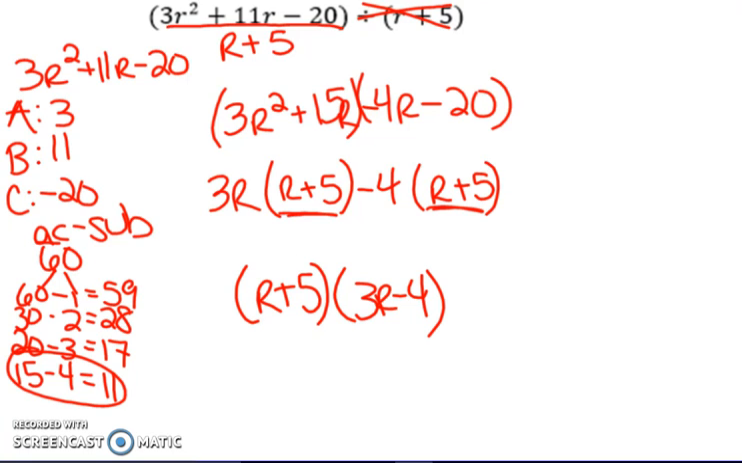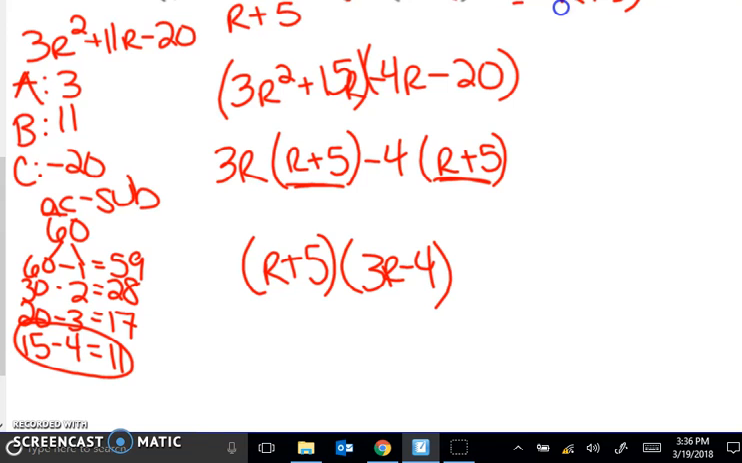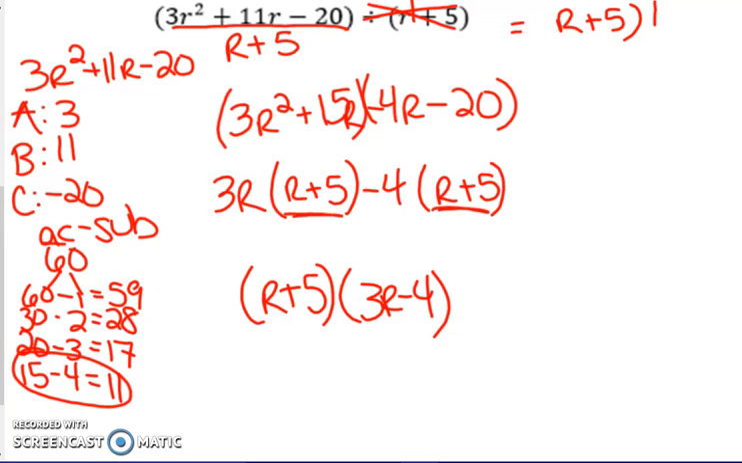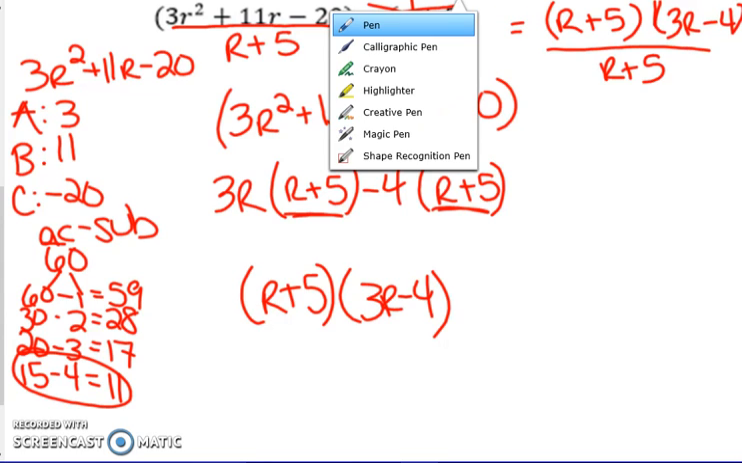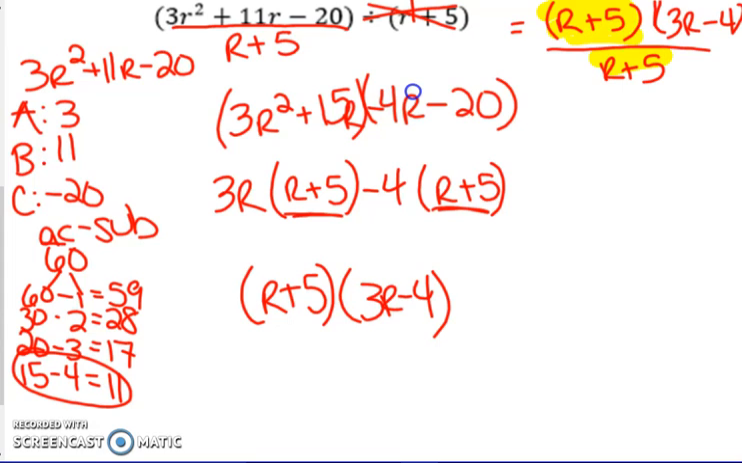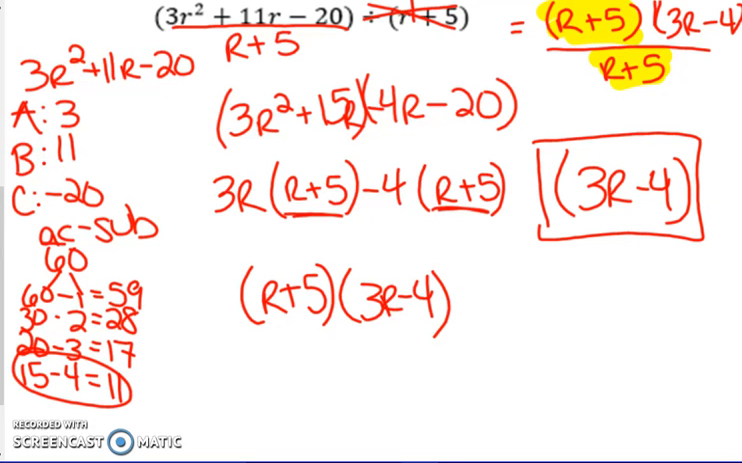Well, we have to remember that goes back to our original, and that's our factored form of our numerator. We now have that on top, and we have r plus 5 on the bottom. If we notice, we have r plus 5 and r plus 5, leaving my final answer as 3r minus 4.